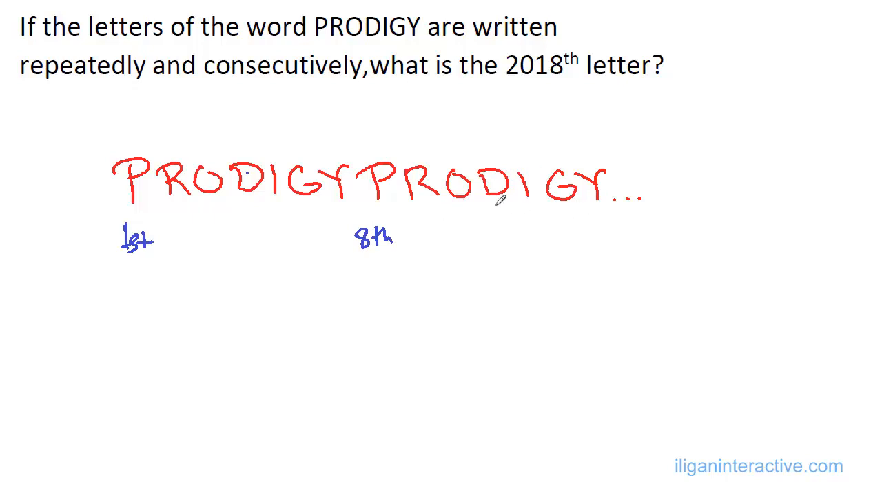Now, the 28th letter. As we can see here, this will repeat. The first letter is P, and this is a 7-letter word: 1 2 3 4 5 6 7. The 8th letter goes back to P, and what's the next one after that? Let me put the P here. 9 10 11 12 13 14 15. So the 15th letter will be P.